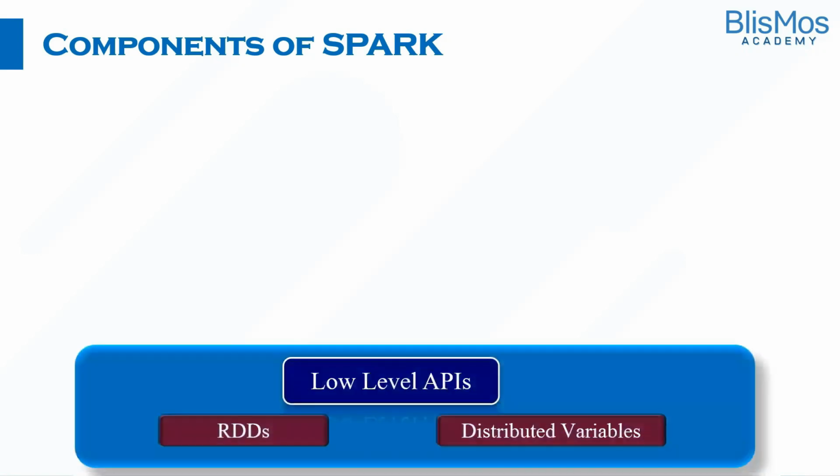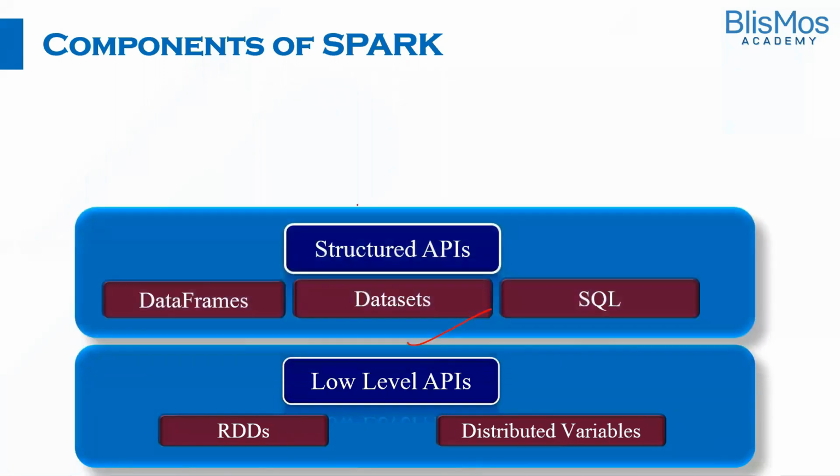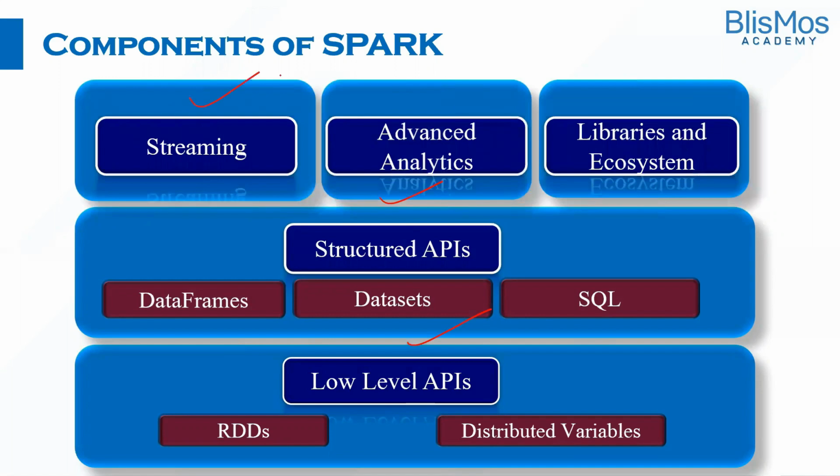In the bottom, we have low-level APIs. In the center, we have structured APIs. On top of that, we have streaming, advanced analytics, libraries, and ecosystem. In the low-level APIs, we have RDDs and also distributed variables. In the structured APIs, we have DataFrames, Datasets, and SQL. This is a diagram representing the components of Spark. If you have not already drawn this by hand, please do so.